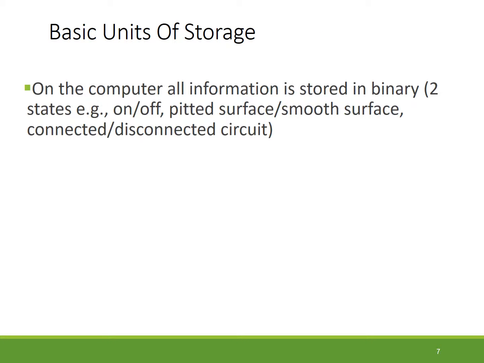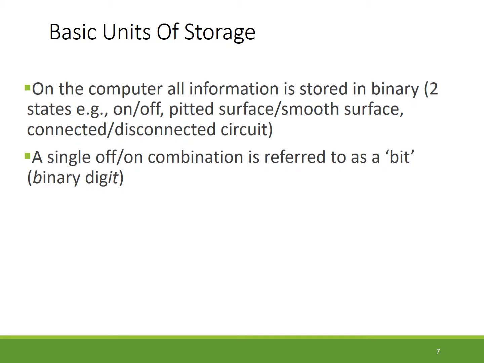On the computer, all information is stored in binary, two states, for example, on or off. And again, as I've mentioned previously, this could be pitted surfaces versus a smooth surface, connected versus disconnected in terms of circuitry. A single on or off is referred to as a bit, or binary digit. So that might mean off, and then this is on. That would be a single bit, and that's it: off, or it could be on.